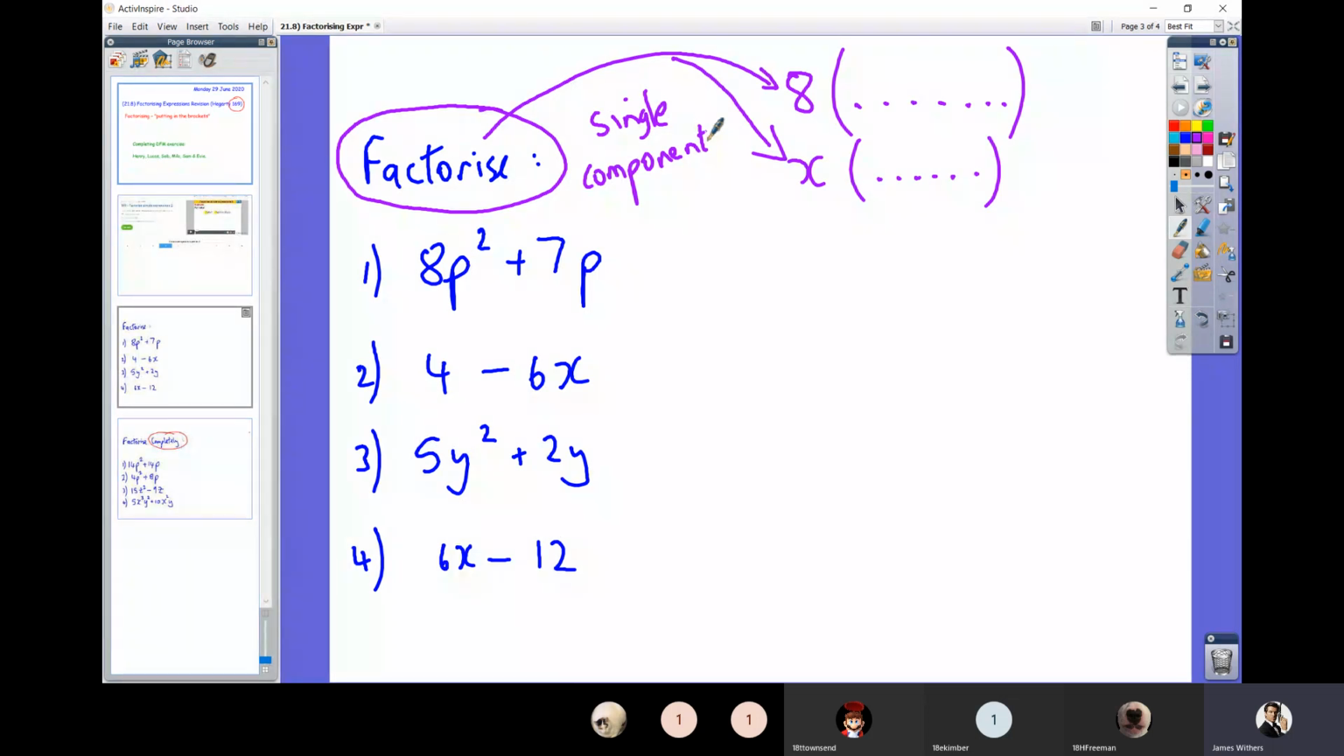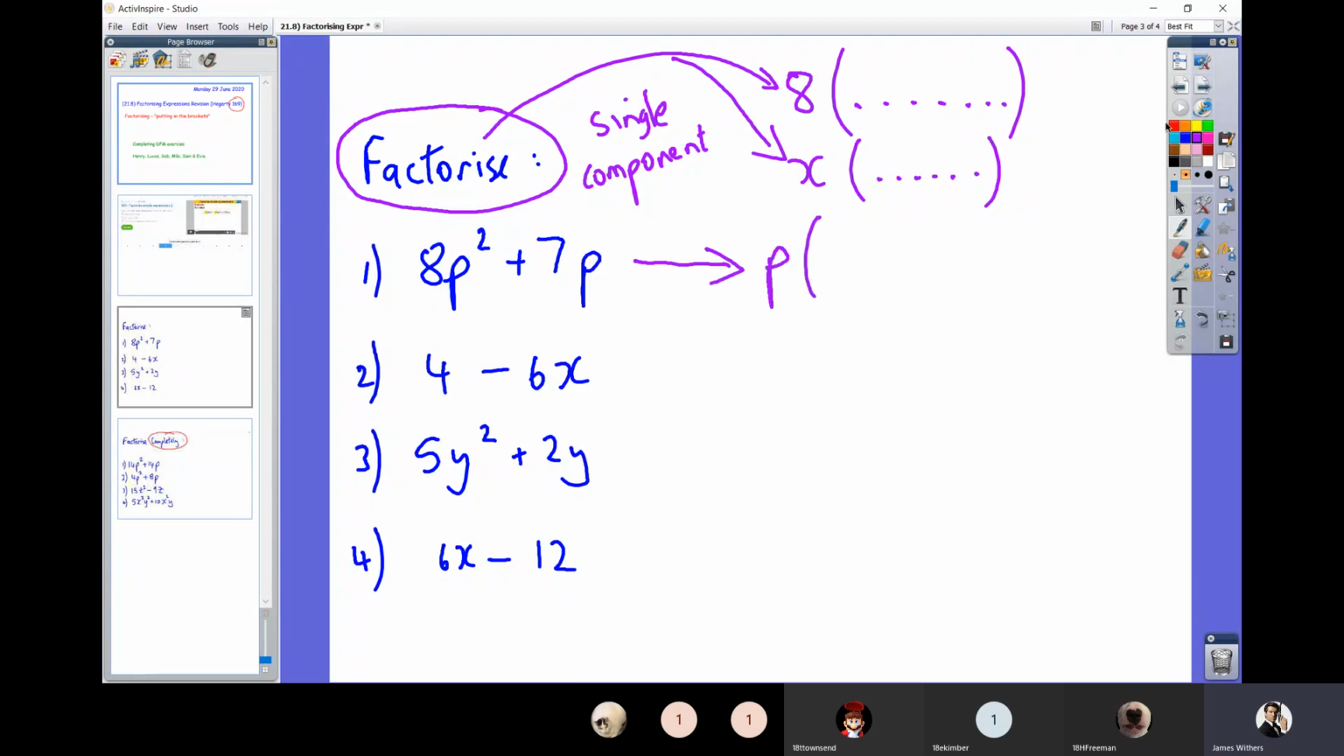So your thought process: is there a common factor within 8 and 7? No, there isn't. Apart from 1, they do not have a common factor. 2 doesn't go into them both, 3 doesn't, 4 doesn't, and so on. So you can't factorize with regard to the numbers. Now, what about the letter P? Do we have any P's in common? Well, yes, we do. We've got a P squared to start off with, and remember that just means P times P, and we've got a P in the second term. So what's common to both? We've got a P in both. So with this one, to factorize, we can take the P outside the bracket.